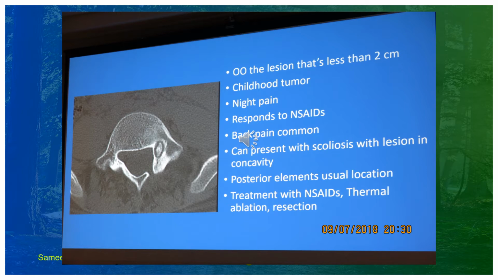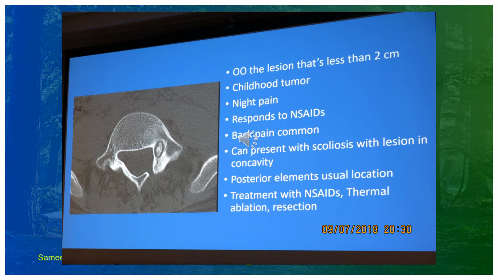of the vertebra. This nidus is a reactive fibrovascular tissue that will cause pain, and this pain is characteristically nocturnal pain, with response to aspirin and non-steroidal anti-inflammatory drugs. These patients present with back pain, and because of the pain, the patient will develop a spasm of the paraspinal muscles with scoliotic deformity. And the lesion is in the concavity of the scoliotic curve.